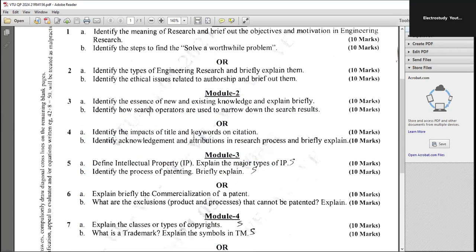Identify the impact of title and keywords on the citation. That's an important question. So let me discuss the important points of the impact of title and keywords on citation of the term called research.